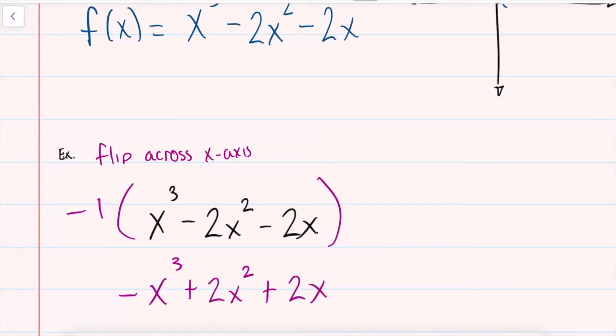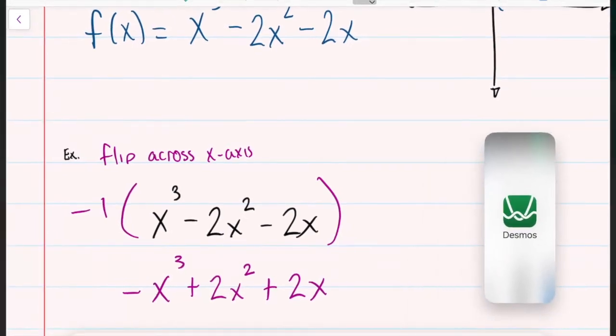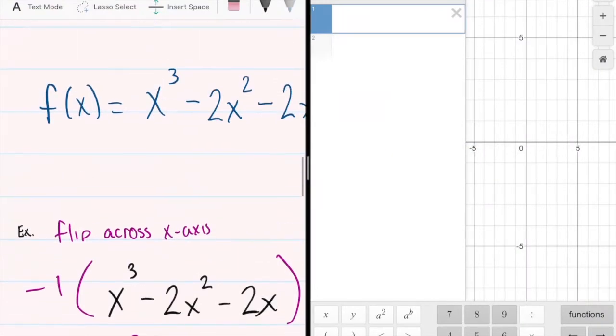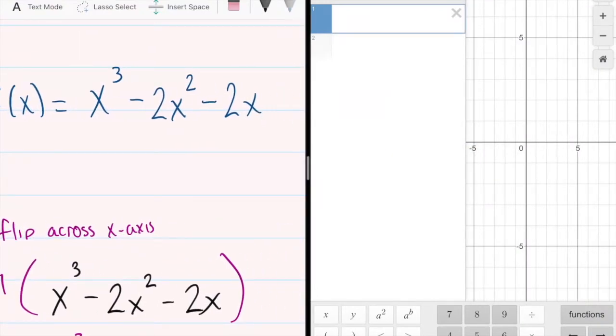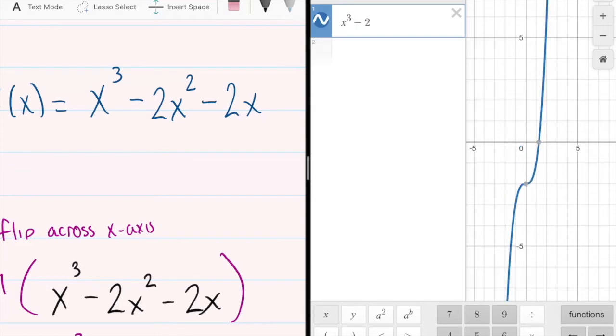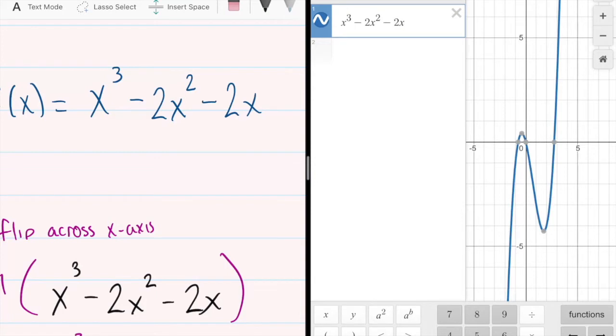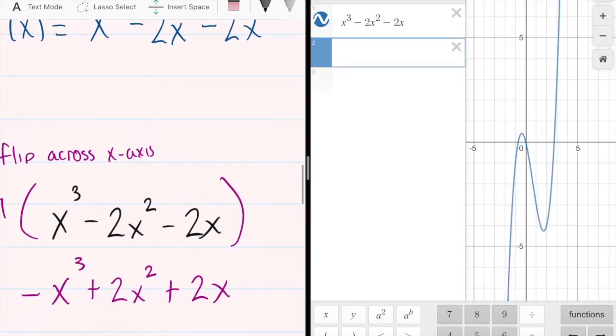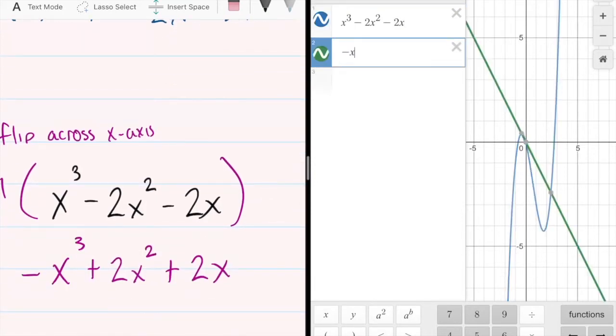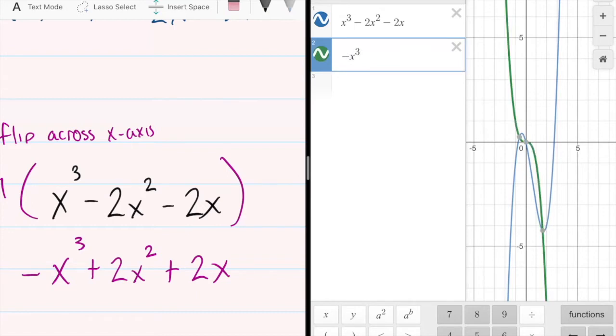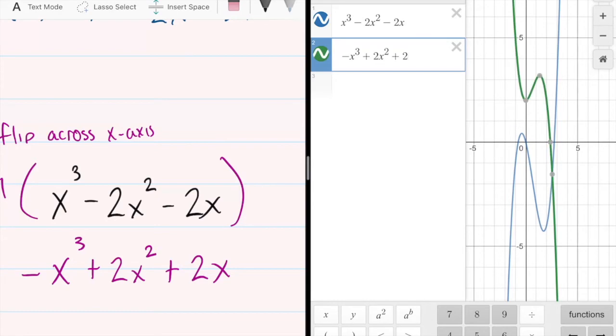Now, how can we check if this is true? Let's go ahead and open up our good old friend, Mr. Desmos. Let's graph the original. That was x to the power of 3 minus 2x squared minus 2x. That's the original, guys. If I were to graph the new one, this would be negative x to the power of 3 plus 2x squared plus 2x.